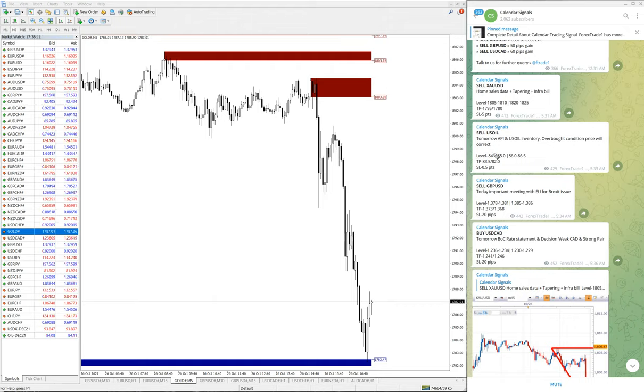And the next signal, US oil is still trading in our range. Our stop loss also not hit, still trading in our range. We will update you once the performance is done.